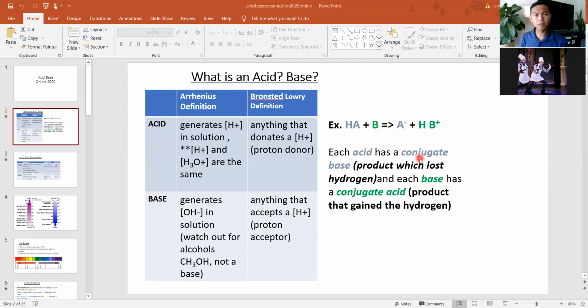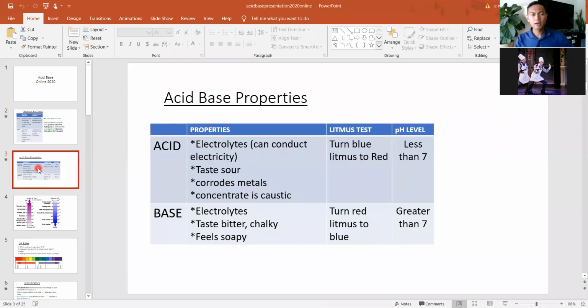So the Bronsted-Lowry definition is the one that we use, especially for year one. In year two chem, there's a third one that you'll consider. It's called Lewis acid and base, but that's something separate for later on.